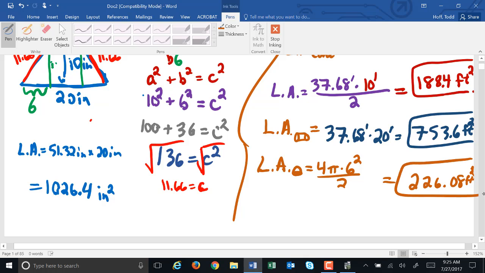So we have to add those all together to give us 1,168.08 square feet is our surface area.